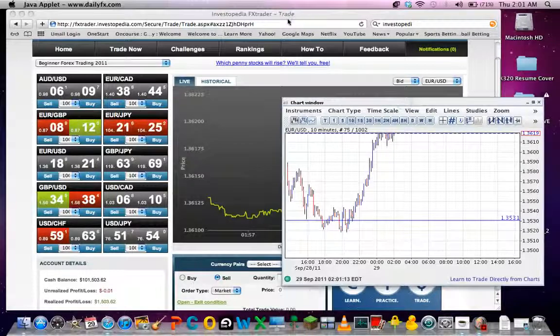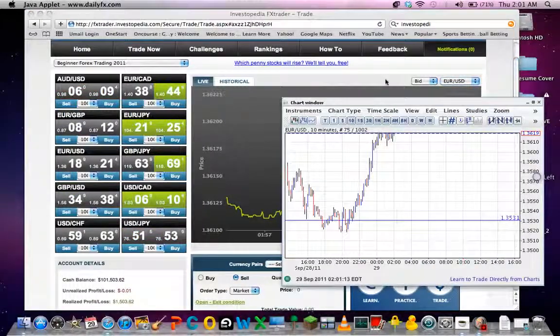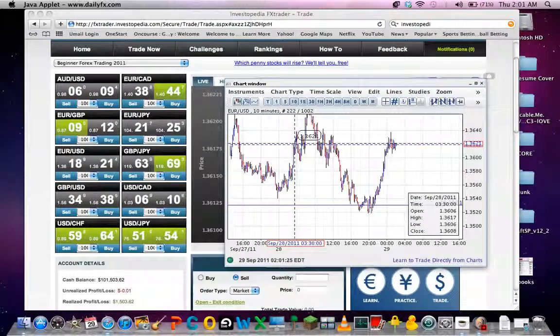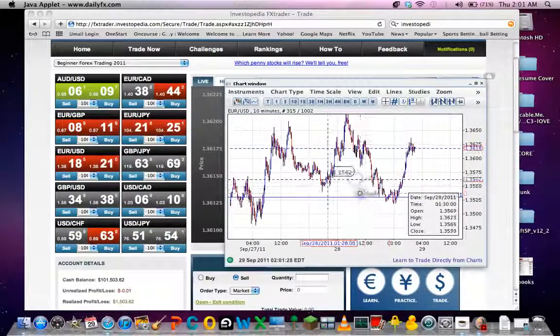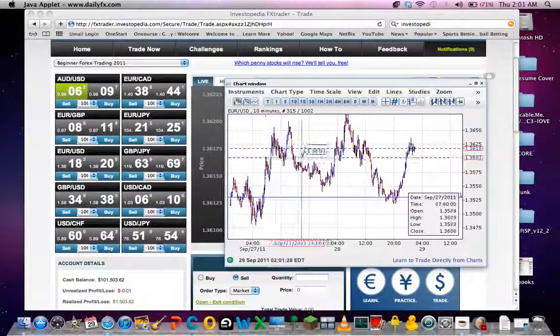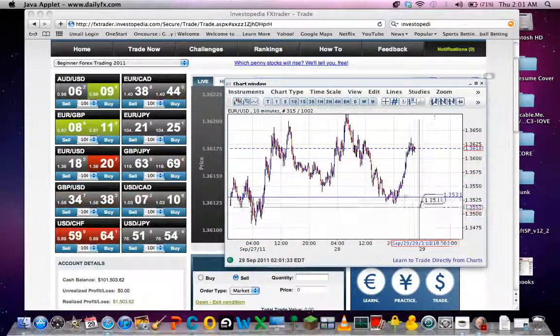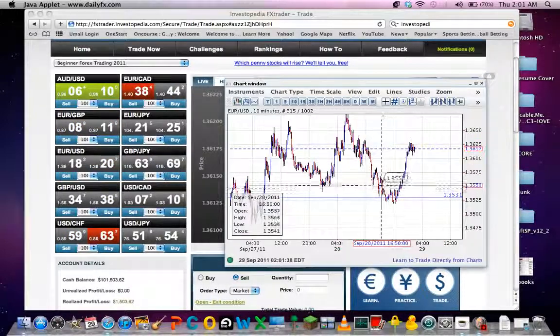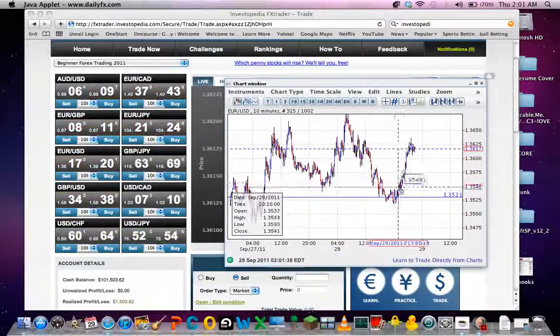You can get this for free as well. So let's look at euro to the US dollar. That's the most commonly traded pair. So here's a pretty simple trend that's going on. It's clearly going up and down, up and down, up and down. So when it's going up, the euro is appreciating against the dollar, and then when it's coming down, the euro is depreciating against the dollar.